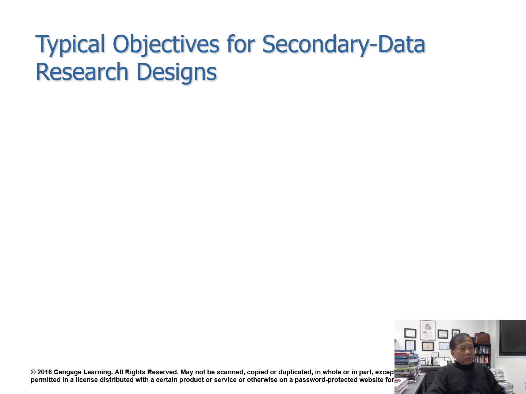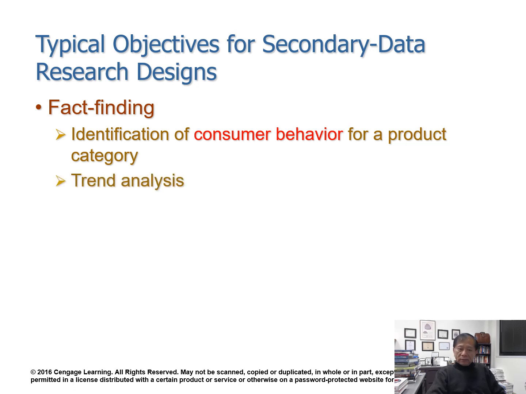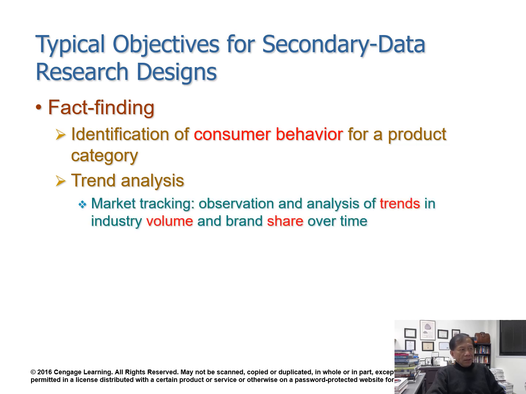Typical objectives of secondary data in research designs. Fact-finding is basically the identification of consumer behavior for a product category. Trend analysis: what's trendy, what's going on? Market tracking is the observation and analysis of trends in industry volume and brand share over time. What's the share of your brand, your market share? Or industry volume: is the industry going up or down?